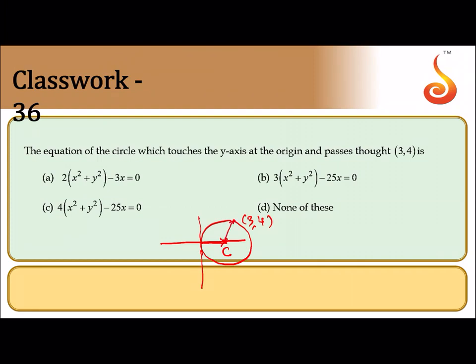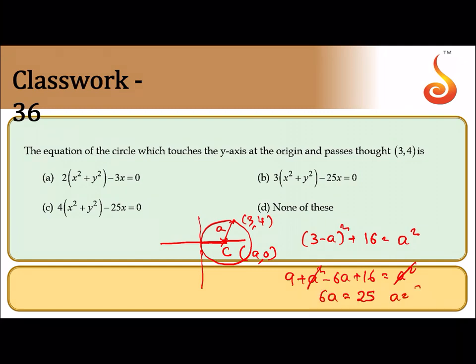So the equation of a circle which touches the y-axis at the origin and passes through 3 comma 4. Suppose I take the center coordinates as a comma 0. So the radius is also a. So we get (3 minus a) whole square plus 4 fours are 16 is equal to a square. We get 9 plus a square minus 6a plus 16 is equal to a square. A square will cancel. You get 6a is equal to 25.